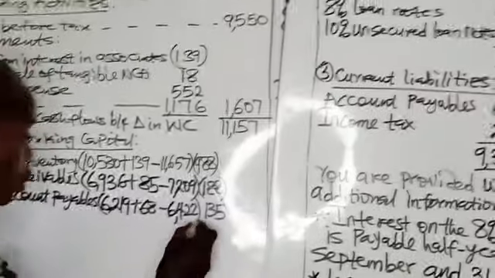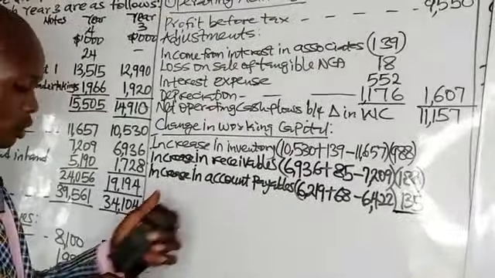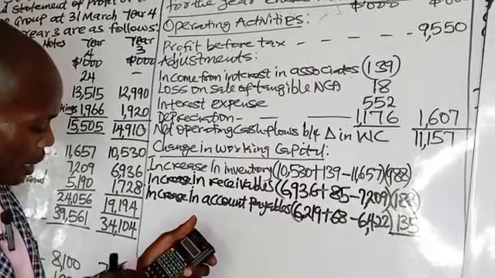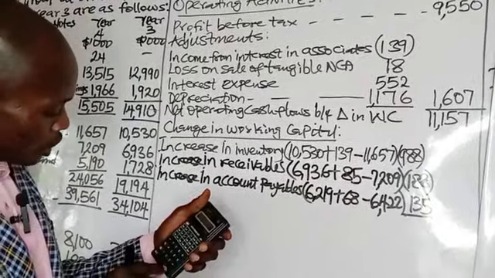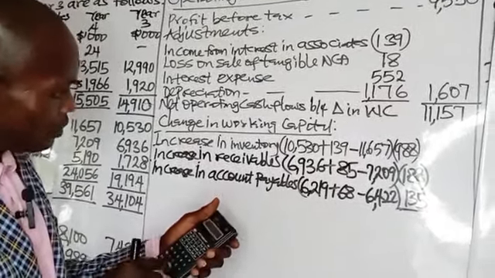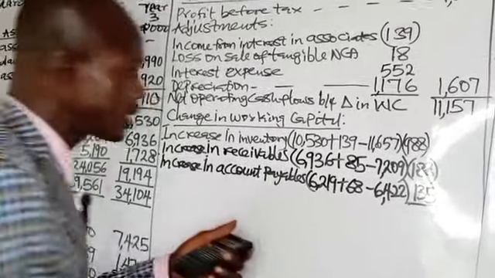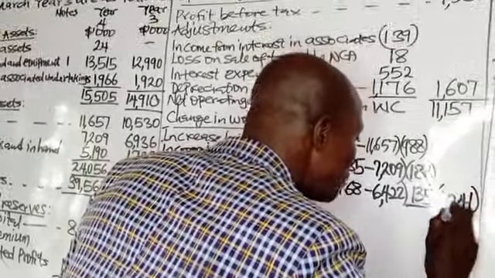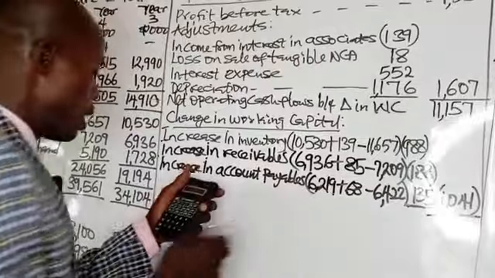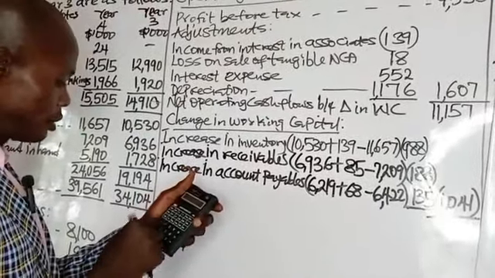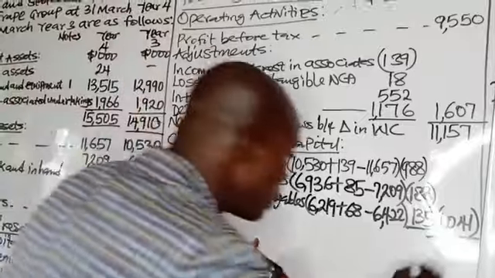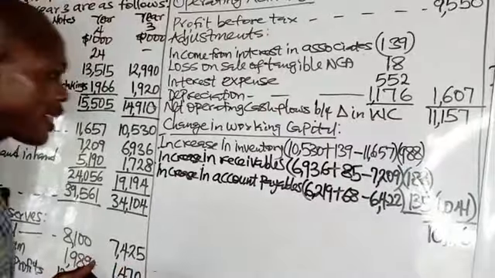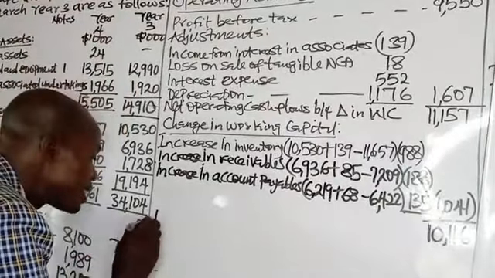So, what is the total of our working capital? So, we have minus 988 minus 188 plus 135. That gives us minus 1,041. So if you subtract it from 11,157, then you have 10,116. After this, we have interest paid.